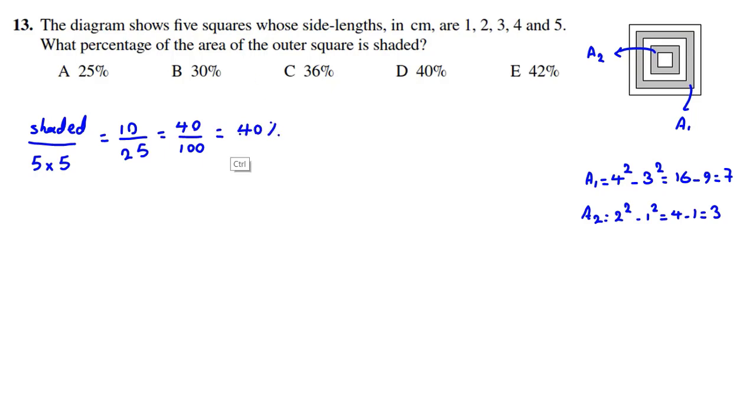The reason we say percent is that when we want to write in percent, you should multiply by 100 percent. When you multiply by 100, it becomes percent. The rule is this. So it will be 40%, and the answer is D.